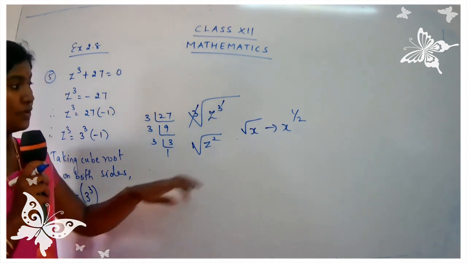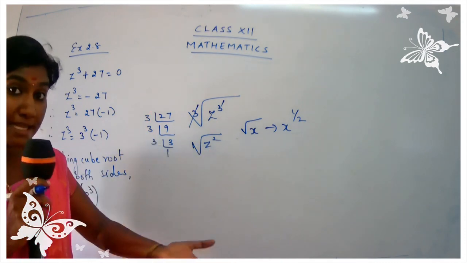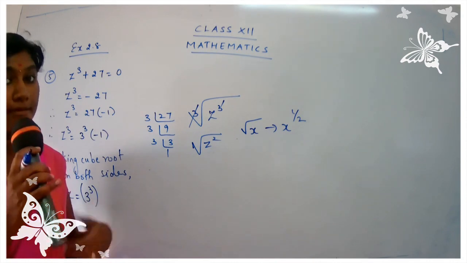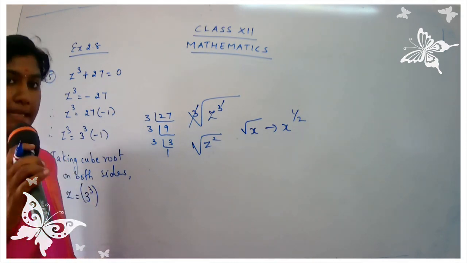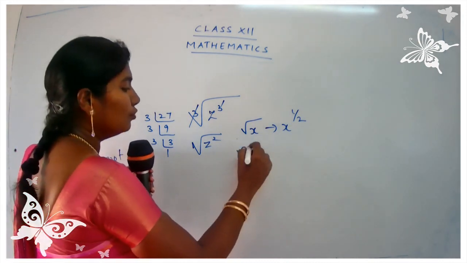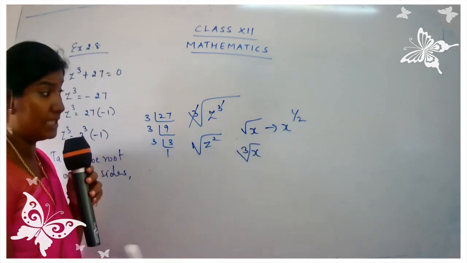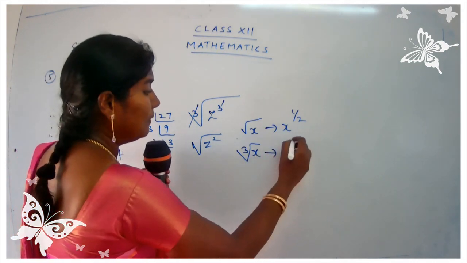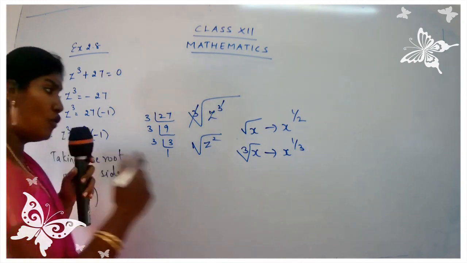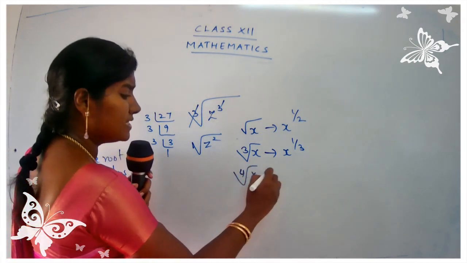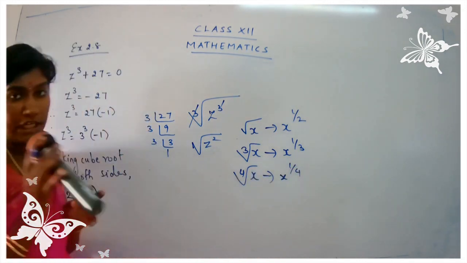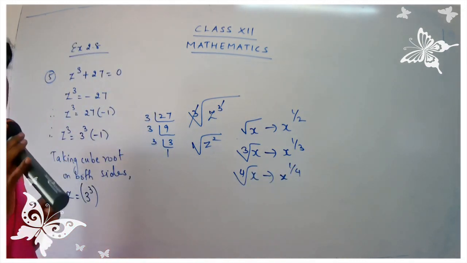Yes, children? So how are you going to represent root x? When you have to express root x in terms of power, you can write it as x raised to half. Similarly, if you have to express cube root of x in terms of power, it can be taken as x raised to 1 by 3. It goes on. If you have fourth root of x, it will be expressed as x raised to 1 by 4. Are you clear, children? Is the concept clear?